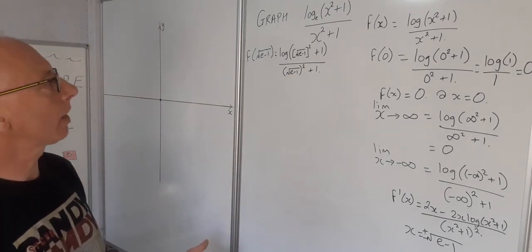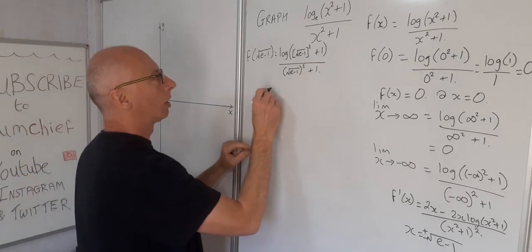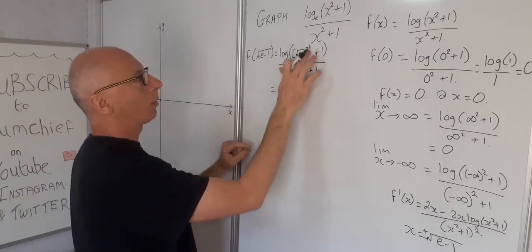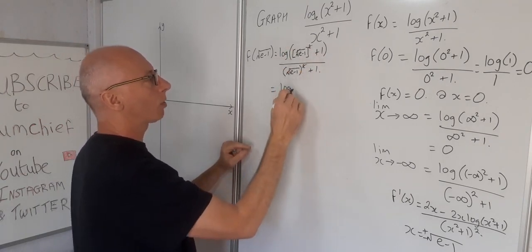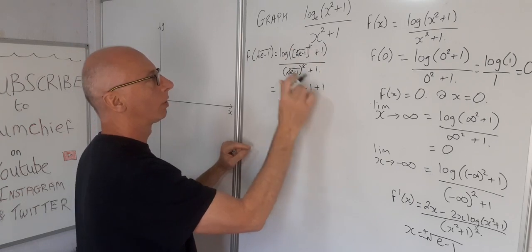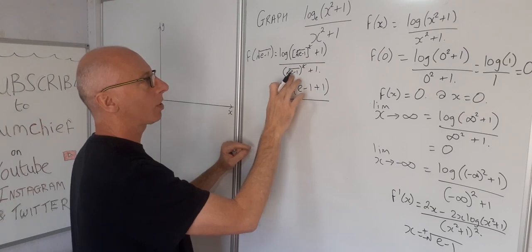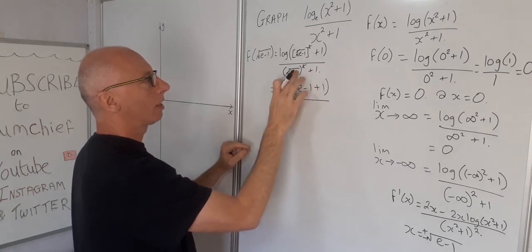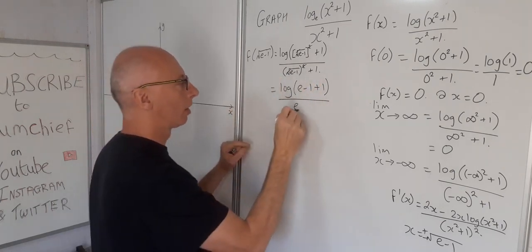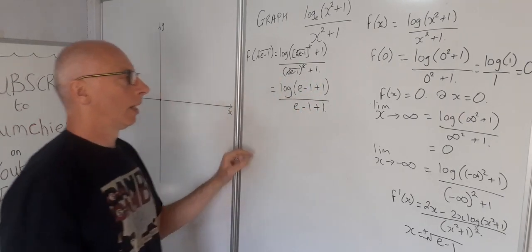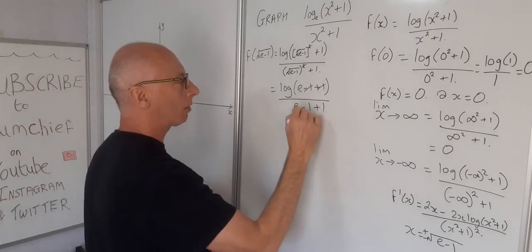Okay, let's get rid of the squared term and the radical. So now we've got log. Now if we square this term, the radical will cancel out. So log of e minus 1 plus 1. And then here we've got the same in the denominator. This squared and radical will cancel, so we're left with e minus 1 plus 1 again. Okay, well that's quite handy because minus 1 and plus 1 will cancel out.